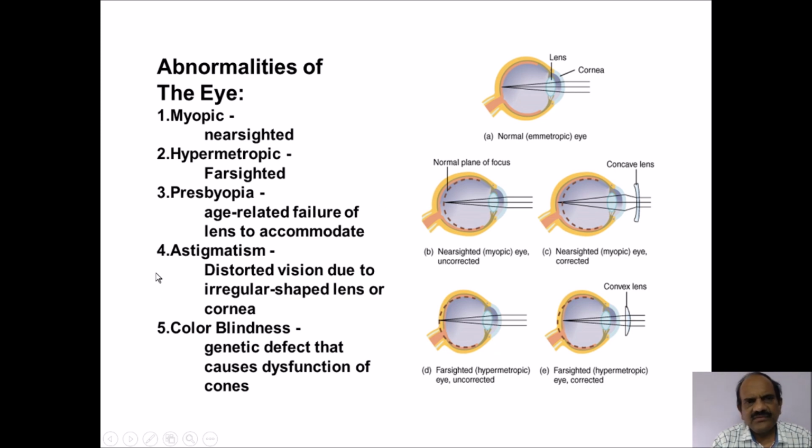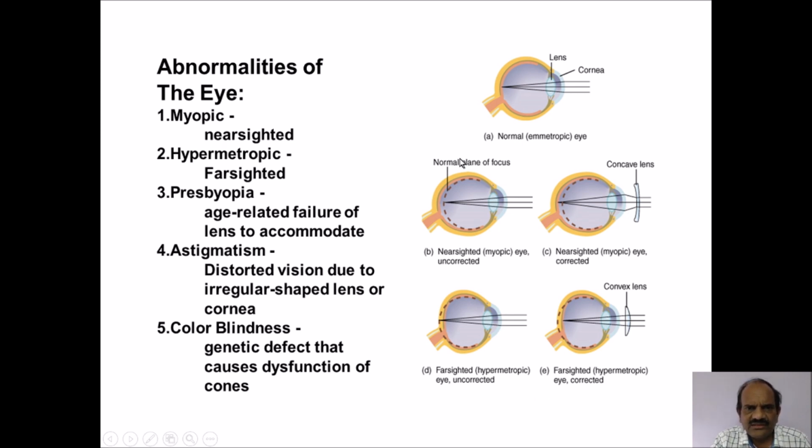Astigmatism is distorted vision due to the irregular shape of the lens or cornea. It means the corneal surface and the lens surface become irregular in different meridians, and the image formed on the retinal surface is perceived as a blurred image. Now this is a normal eye with normal vision. We call this an emmetropic eye, and whenever refractive errors are produced, such eyes are called ametropic eyes.